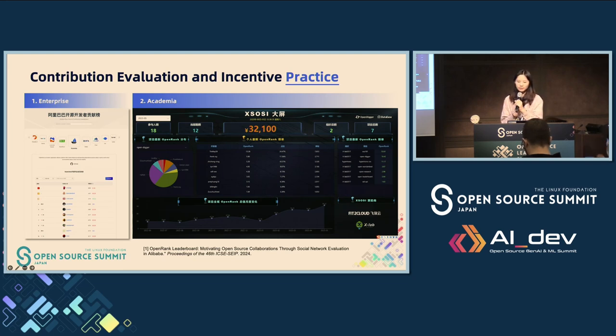Firstly, we verified the accuracy of the contribution measurement program through a questionnaire. And then we also interviewed community participants about their feedback regarding having such a mechanism in the community. The relevant research paper was published at this year's ICSE conference, held in April earlier this year. As you might notice, there is the same reference on these several slides: this paper.